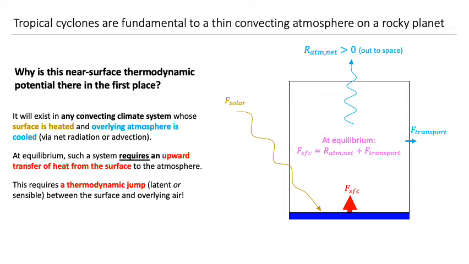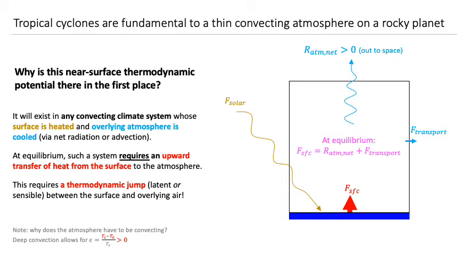So you need a thermodynamic jump of latent or sensible heat between the surface and the overlying air. And so that's really the fundamentals of just thinking of this in terms of a climate system. Any type of convecting atmosphere is going to have this property. It does need to have a surface. Maybe it doesn't have to have a surface. We're not sure, but how we think about this is you have a surface.